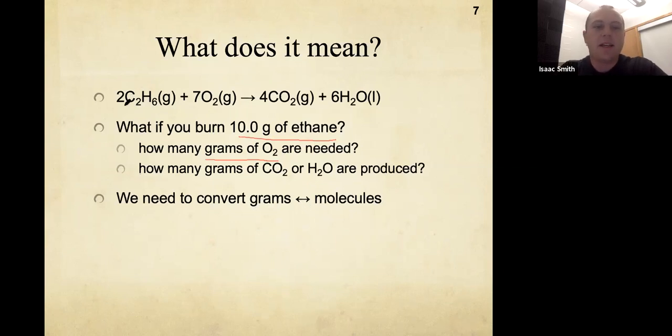The reason we need to do that is these numbers right here represent ratios. So you can't use these conversion factors when you're converting between mass of ethane to a mass of oxygen or something. You need to first convert the grams of ethane into molecules, and then you can convert between molecules of ethane to molecules of oxygen using these numbers. These numbers only work if you're converting between molecules or moles, which we'll talk about.